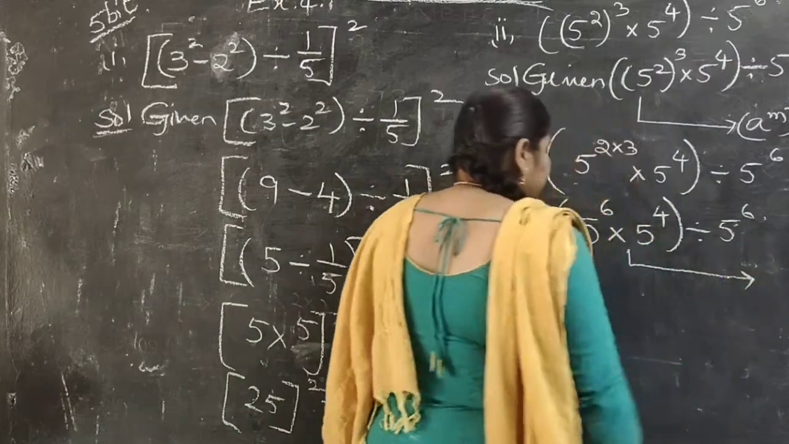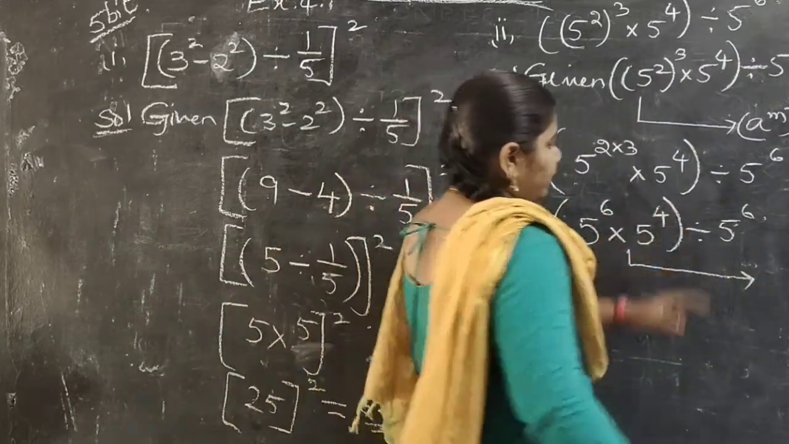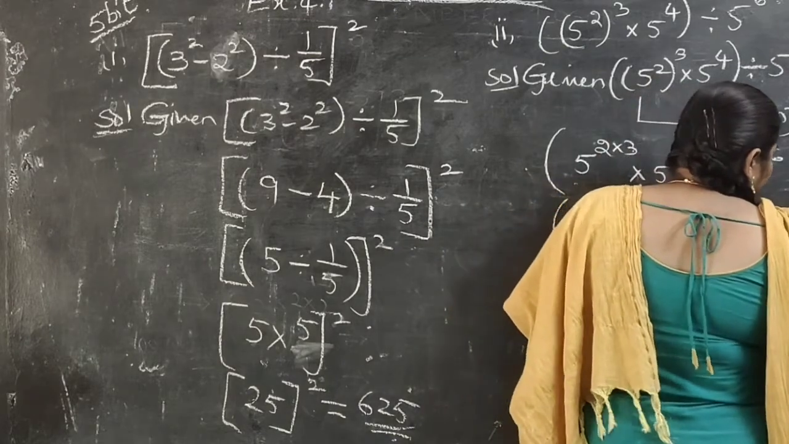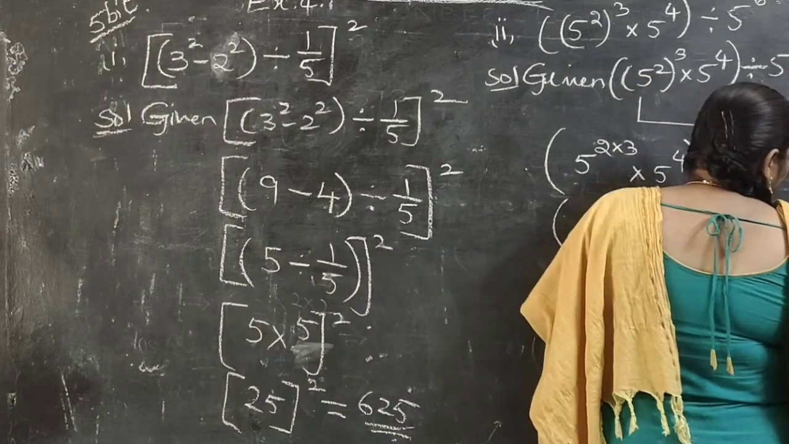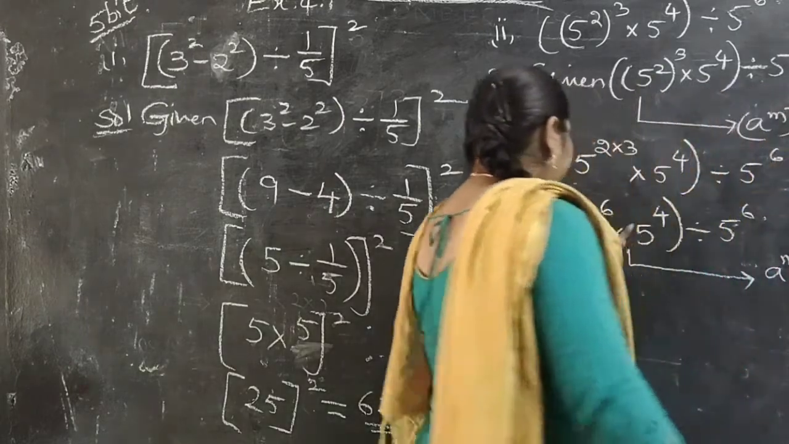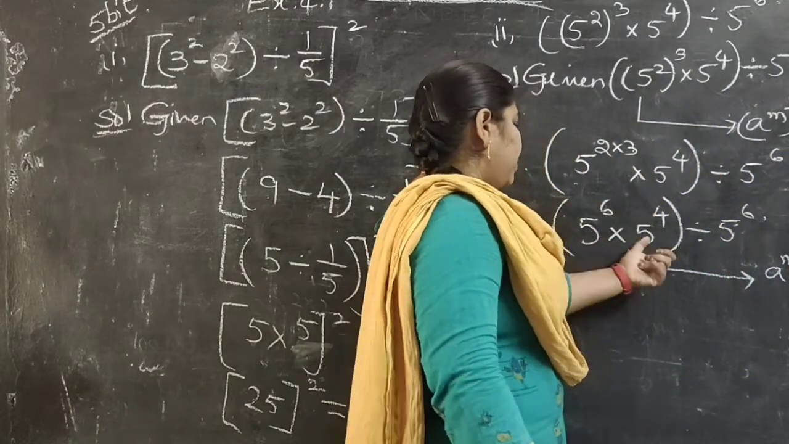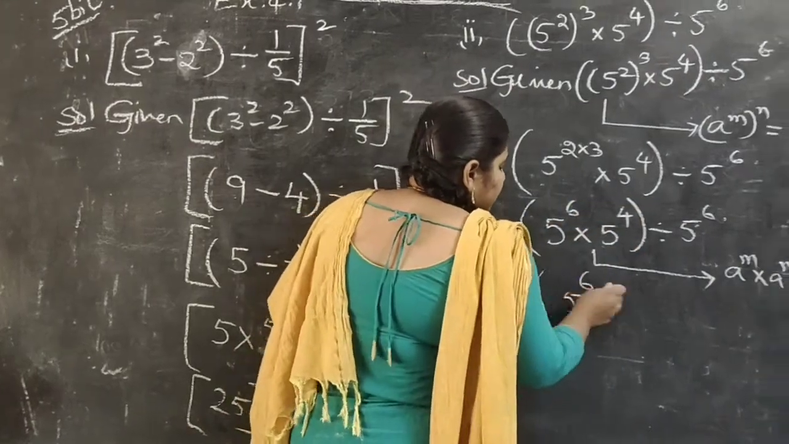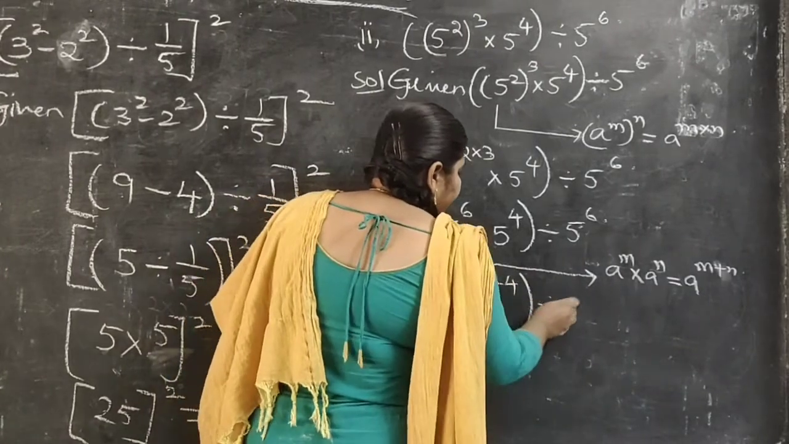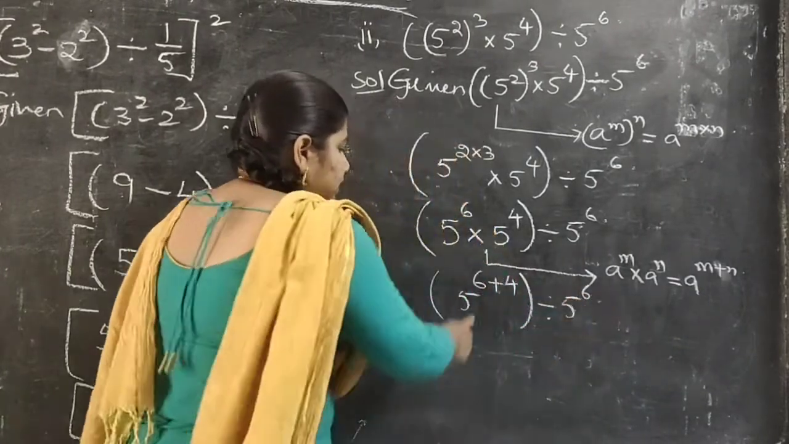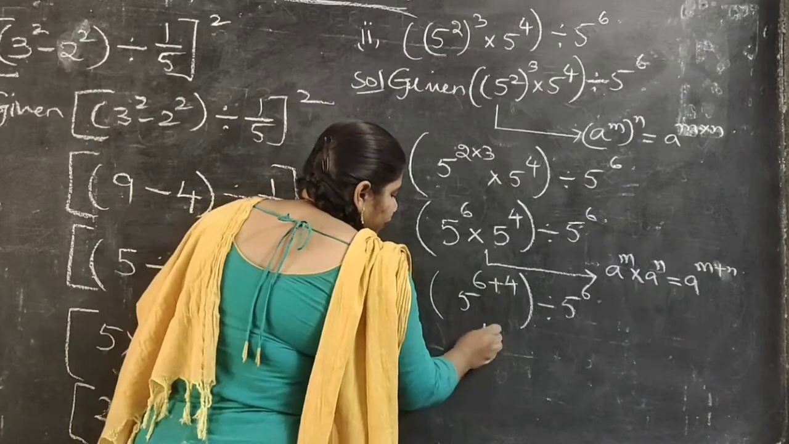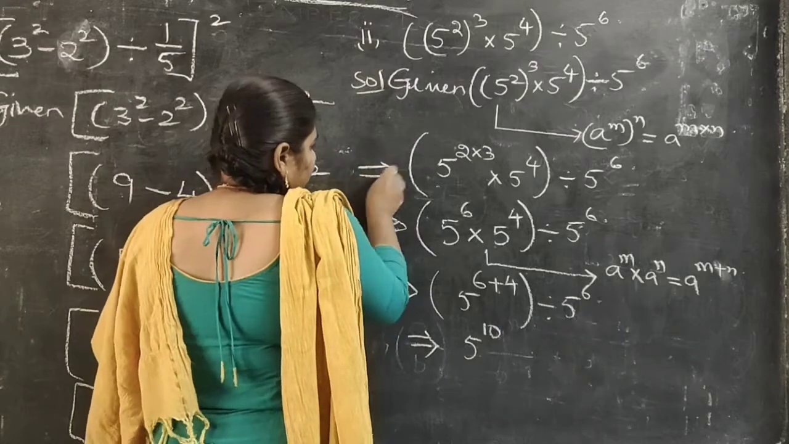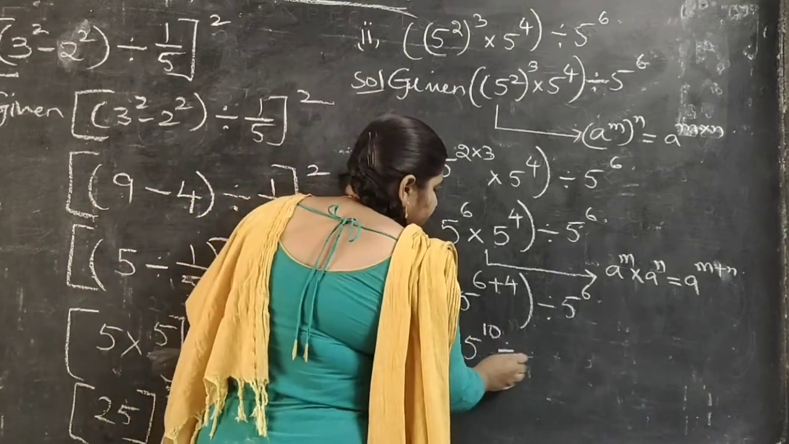Now this value, that is 5 power 6 into 5 power 4, is in the form of a power m into a power n, that we can write in the form of a power m plus n. So add all the powers, both the bases are equal, we have to add the powers, that will be 5 power 6 plus 4 divided by 5 power 6. Now 6 plus 4 is how much? 10. That is 5 power 10 divided by 5 power 6.